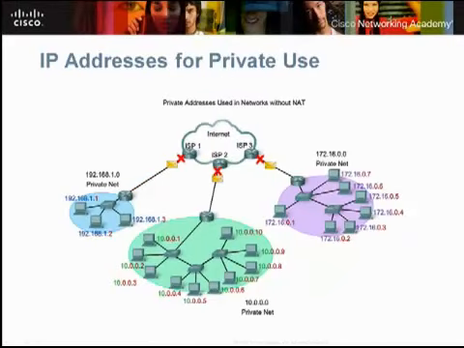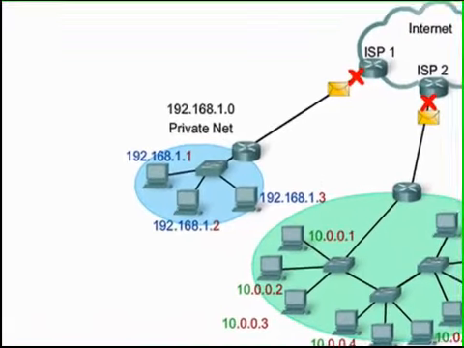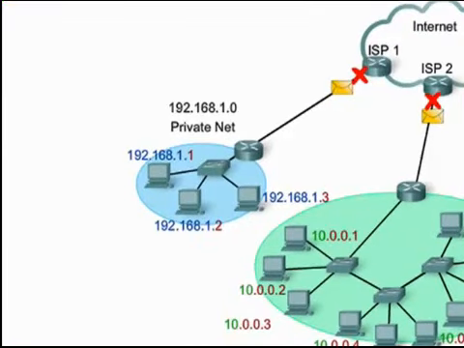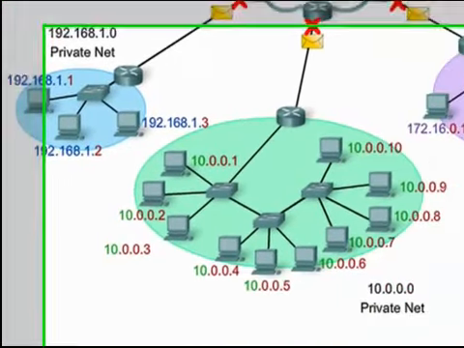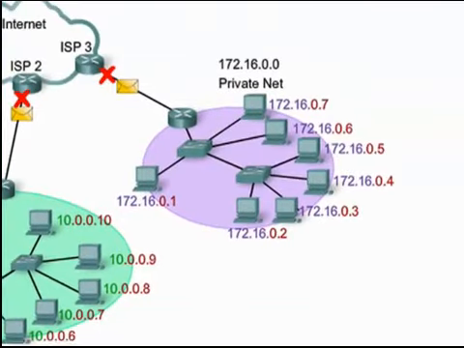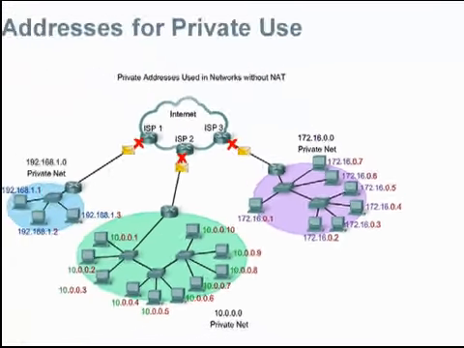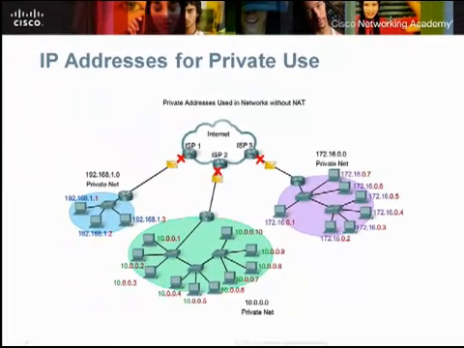IPv4 also includes blocks of addresses that are called private addresses. These addresses are designed to be used within an organization and are not used on the Internet. This graphic shows some examples: the 192.168 network, the 10 network, and the 172.16 network. Private addresses are used to extend the life of the IPv4 address space, which has been consumed by the proliferation of IP addressable devices. Privately addressed hosts that wish to communicate over the Internet must have their private addresses translated into public addresses.